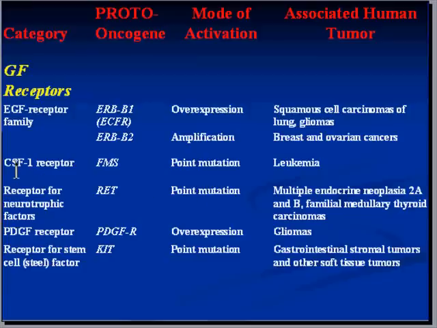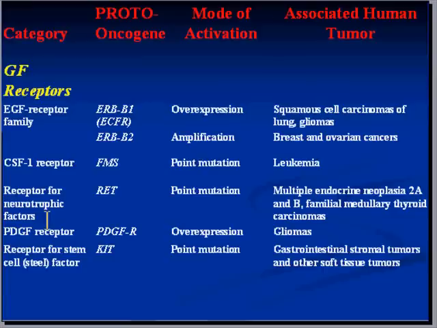So if you were to take colony-stimulating factor 1 receptor, which is the proto-oncogene FMS, if that has a point mutation, it may result in a human leukemia. So these are examples of tumors like squamous cell carcinoma of the lung, breast and ovarian tumors, leukemias, which are the result of overexpression or amplification or point mutations of genes which ultimately code for growth factor receptors.